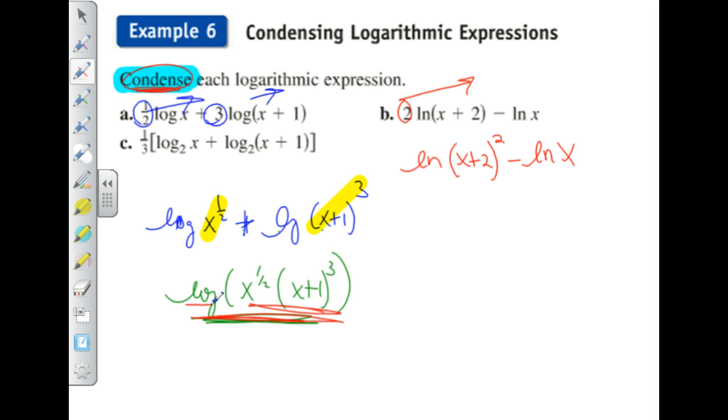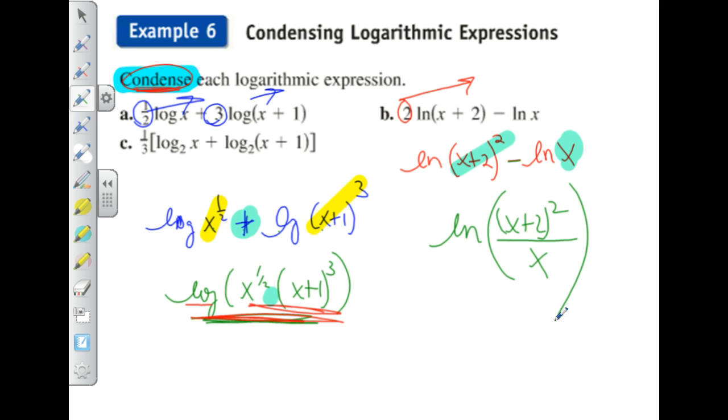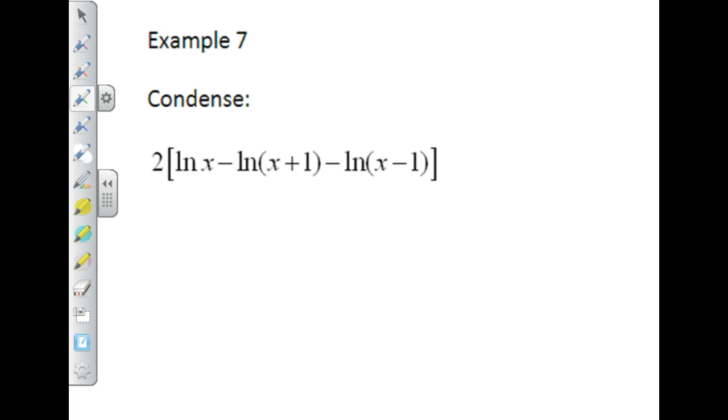So this could be a single log because I see, once again, the log of a minus the log of b. Over here I have the plus, so I multiplied. Over here I have a minus, so I'm going to divide: the natural log of x plus 2 squared divided by x. And again, I would probably quit. That's condensed. I would stop. You can try the third example.